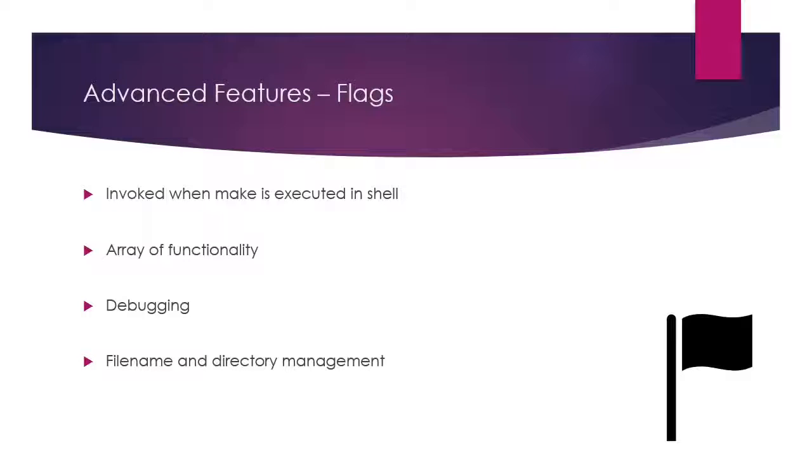-C changes the directory before reading the makefile. -D will put you into debugging mode. As mentioned earlier in the presentation, -F will allow you to specify the name of the makefile, and it's invoked by typing out make -F and the makefile name. -I, I should say, will allow you to specify the directory where the makefile is located.